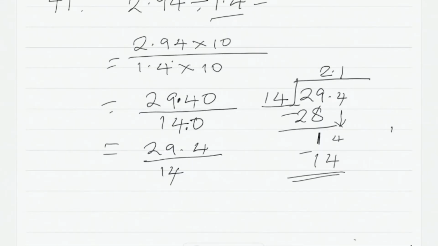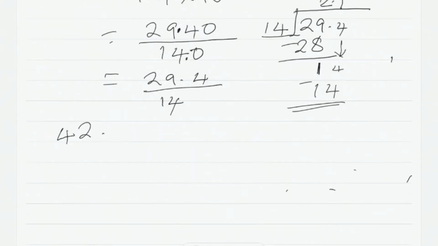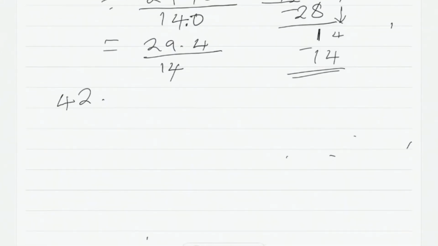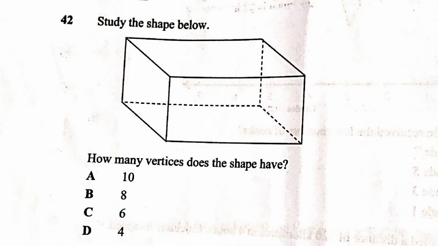We come to question number 42. Question number 42 says that the shape below, how many vertices does the shape have? This is exactly what I have here. I wanted to bring this so that it looks exactly like the one that has been shown there. So when we look at this shape here, this is what is known as a cuboid.